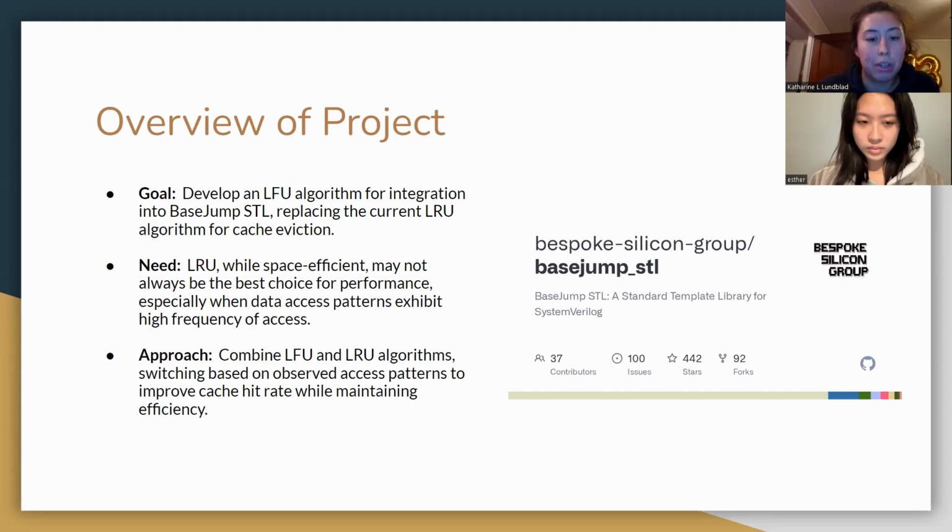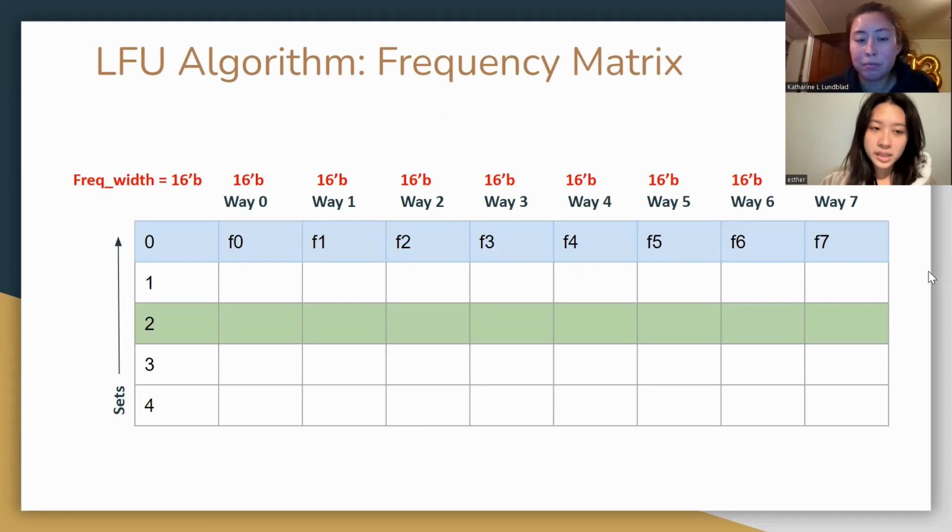Our approach originally was to combine LFU and LRU algorithms, but we're going to be mainly focusing on our LFU algorithm implementation. And this is the way we implemented the LFU algorithm. We use a frequency matrix, and we have a module that takes in a row from the matrix at a time, and it has some logic that finds the minimum frequency and which way it belongs to. And so this is the way we decide which way is the least frequently used.